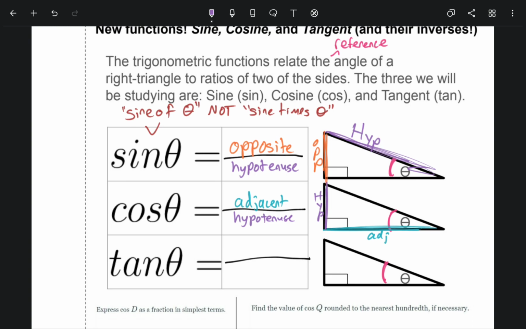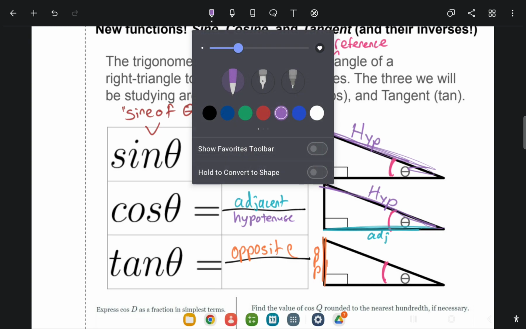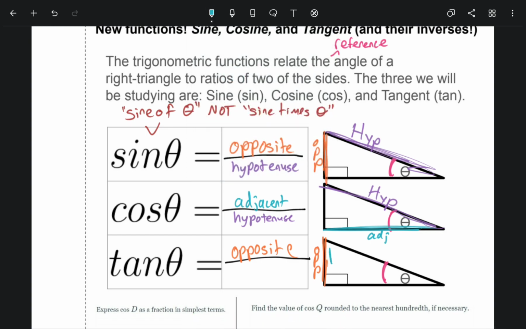And last but not least, tangent of our angle is equal to the length of the opposite side. Also, I miswrote that. That is not the hypotenuse up there. That is the hypotenuse. Anywho, so tangent of your angle is equal to the length of the opposite divided by the length of the adjacent side down here. Okay, so those are the 3 functions we are using.